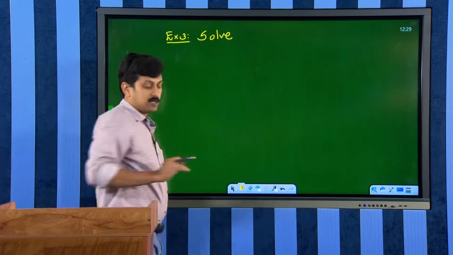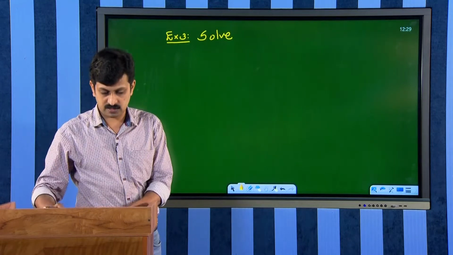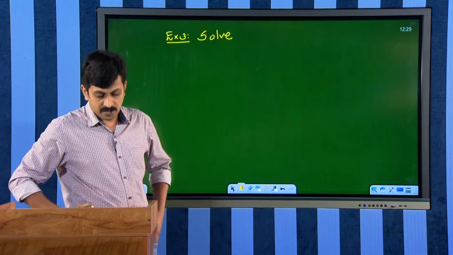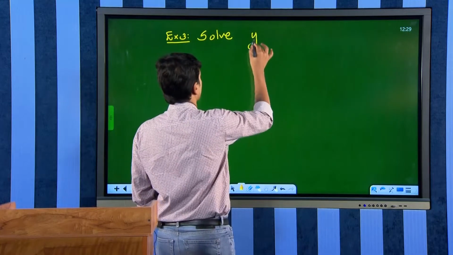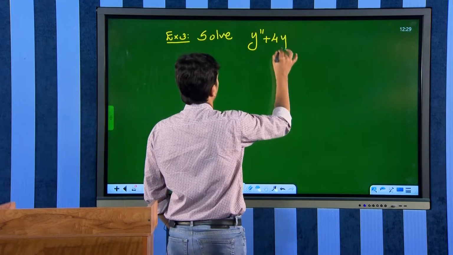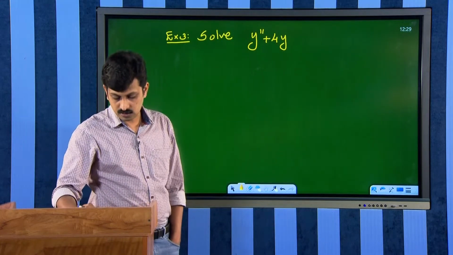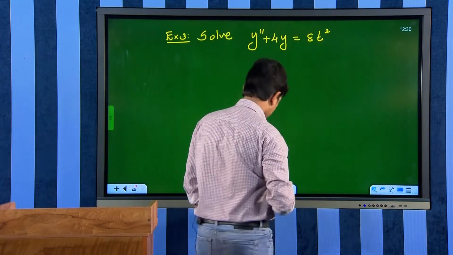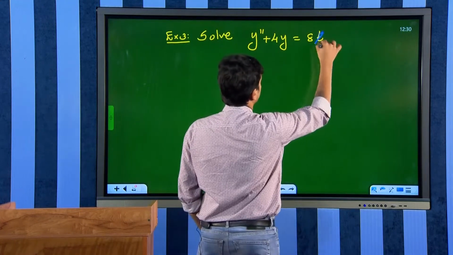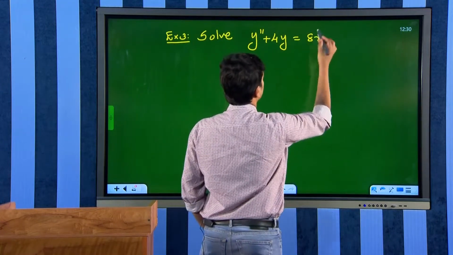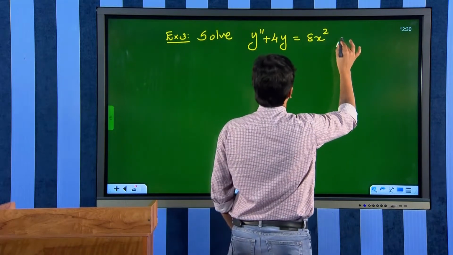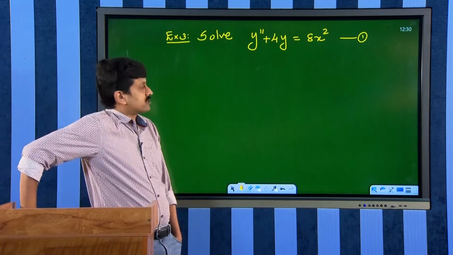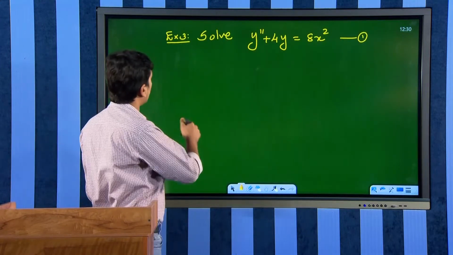Solve the non-homogeneous differential equation y double dash plus 4y is equal to 8t square. Instead of t, I would like to replace it with x, as we used x, so that it is easier to understand: 8x square. I would like to put this as equation number 1: y double dash plus 4y is equal to 8x square. See, this is non-homogeneous.